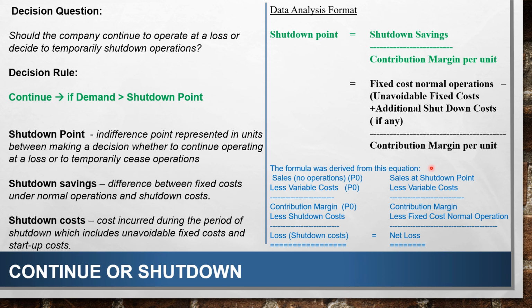Okay, so if we have the sales at the shutdown point, if we continue at the shutdown point, at the indifference point, then sales at shutdown point less the variable cost gives us the contribution margin. If we continue, less the fixed cost for normal operation, we have the net loss. So that's how we derive the equation. Shutdown point is equal to shutdown savings divided by contribution margin per unit.